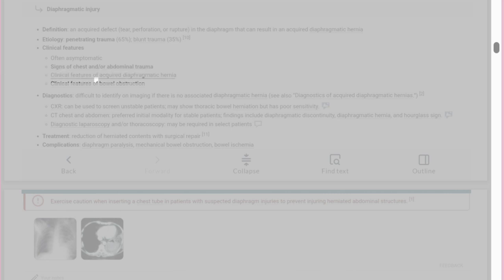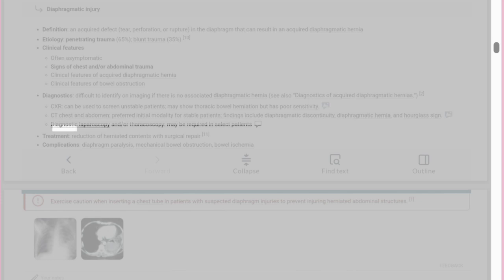Clinical features of acquired diaphragmatic hernia, clinical features of bowel obstruction. Diagnostics: difficult to identify on imaging if there is no associated diaphragmatic hernia. See also diagnostics of acquired diaphragmatic hernias. CXR can be used to screen unstable patients, may show thoracic bowel herniation but has poor sensitivity. CT chest and abdomen is the preferred initial modality for stable patients; findings include diaphragmatic discontinuity, diaphragmatic hernia, and hourglass sign.